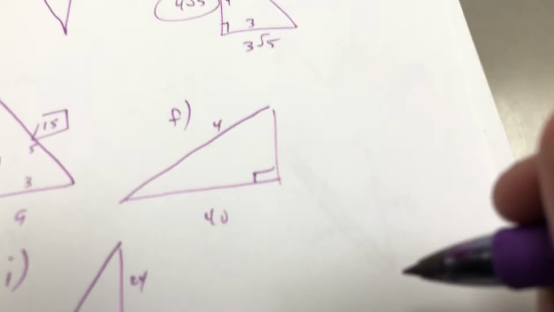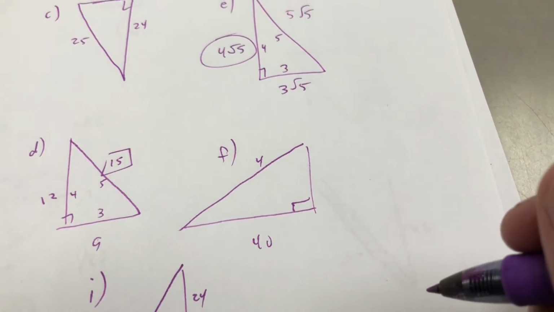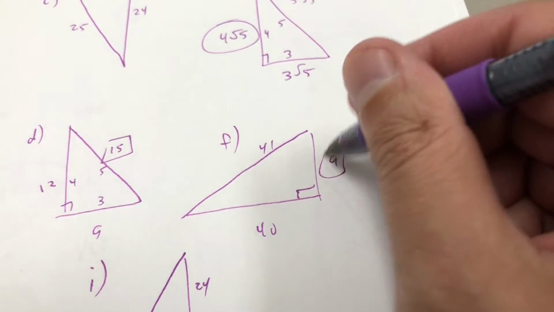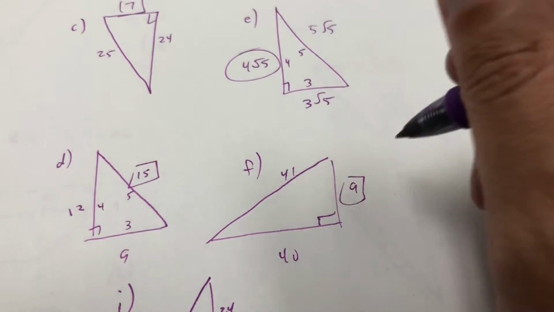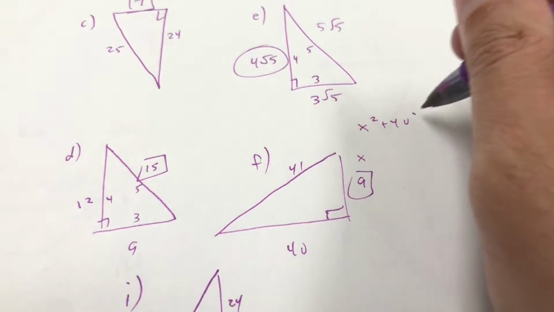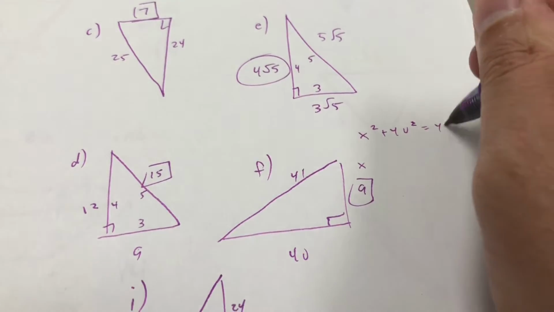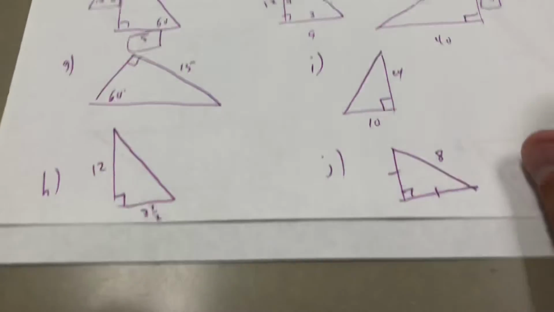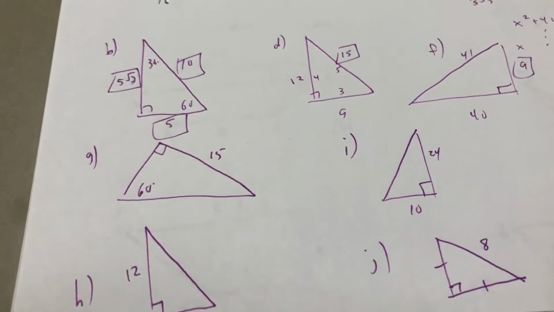Let's see. F. This is a 40 and a 41. And there's a 9, 40, 41 triple that I know. You could also have made this side x. You could do x squared plus 40 squared is equal to 41 squared and solve, and you'll still get 9 if you didn't know that triple, which is not a super common triple.